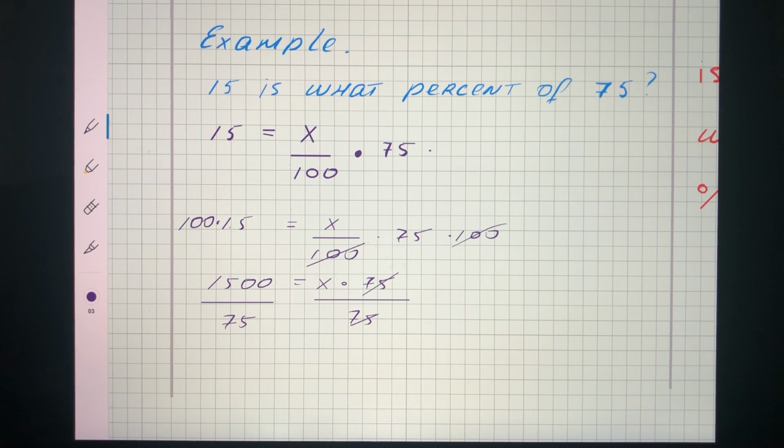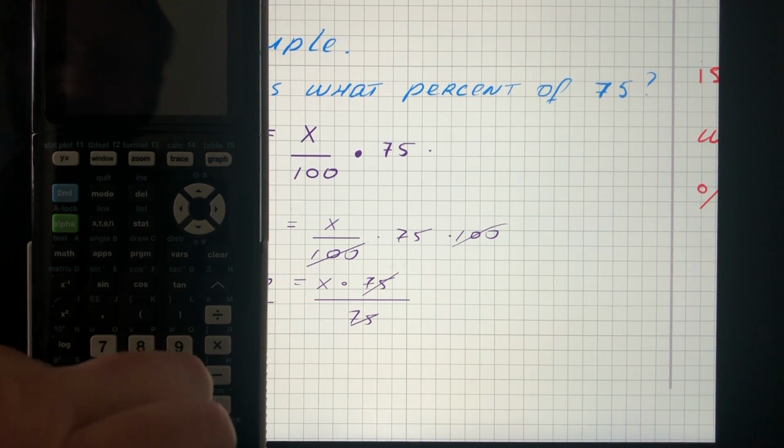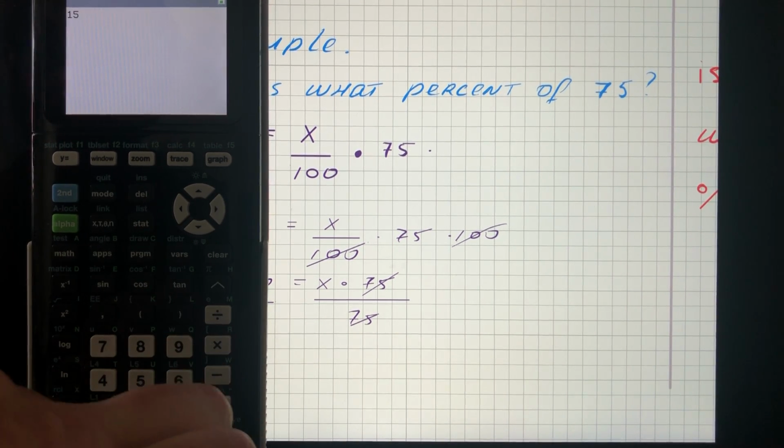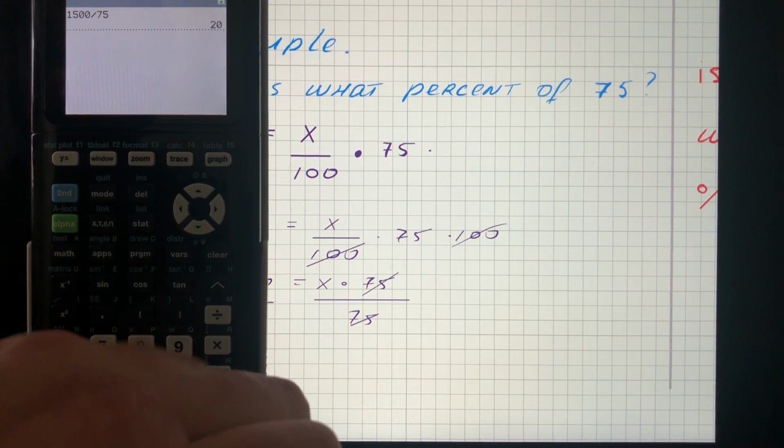1500 divided by 75, we use our calculator. So here's the calculator, and we type in 1500, divide 75, so our solution is 20.